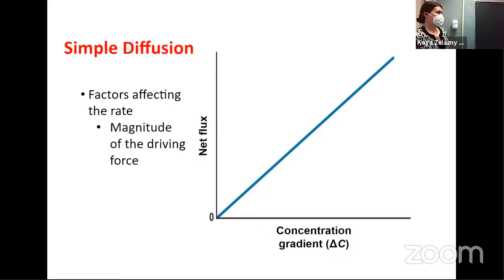So this is showing that first factor, the magnitude of the driving force. All this says is, as our driving force, in this case our concentration gradient, goes up, our net flux goes up. Now, anyone know here why this graph only talks about the concentration gradient? What do we remember about what can cross directly through those phospholipids? What kind of molecules?